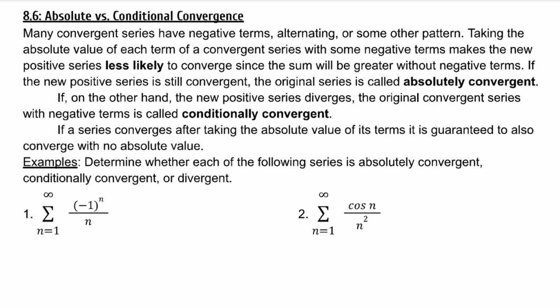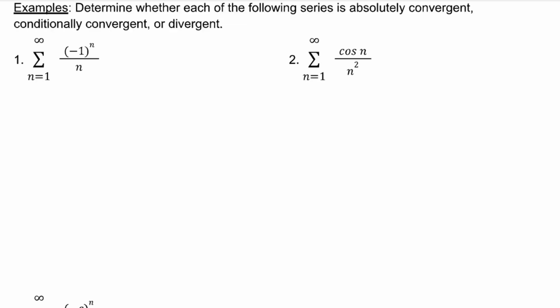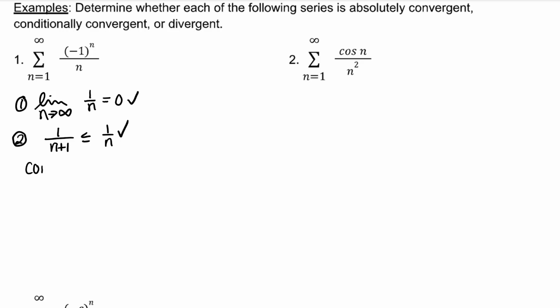Determine whether each of the following series is absolutely convergent, conditionally convergent, or divergent. You may recognize the first example as the alternating harmonic series. That one converges by alternating series test. Let me show you the steps. Because both of these conditions are true, this series converges by the alternating series test.